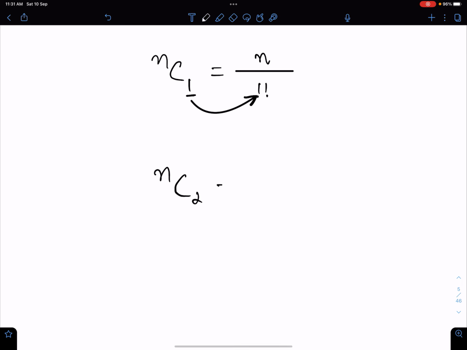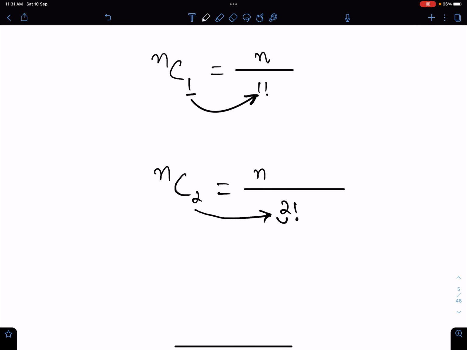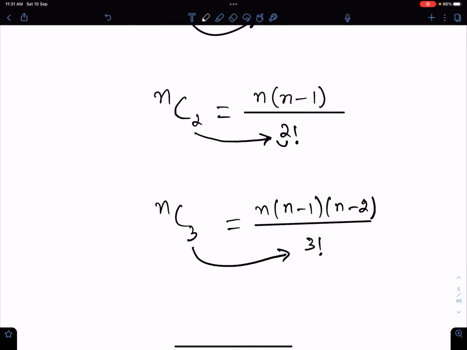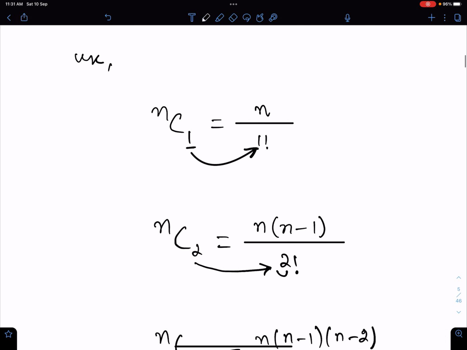If you need to simplify NC2, then you have to write 2 factorial here, factorial of this number. And since we have 2 here, so we must have 2 terms in numerator in terms of n, and the value of n must be decreasing, n and n minus 1. The first value must be n, and the next should be n minus 1. If you have to simplify NC3, then it should be 3 factorial, and we must have 3 terms in numerator in terms of n, and n must be decreasing, and so on. You can also simplify NC4 in this way.